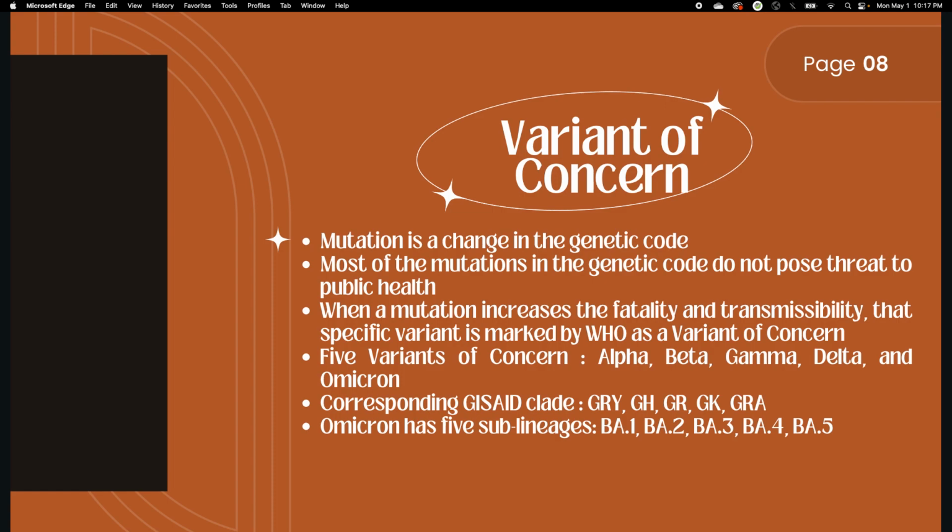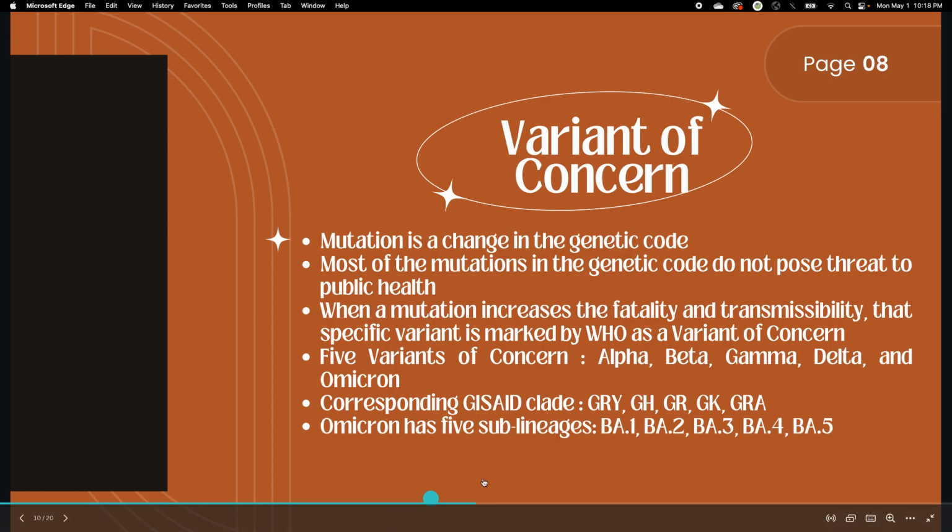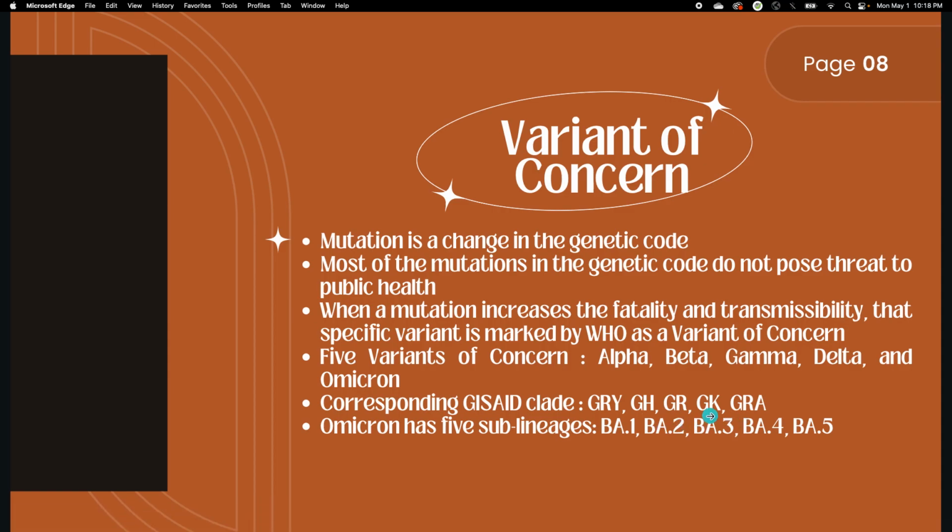There are so far 5 variants of concern by WHO. They are alpha, beta, gamma, delta, and omicron. In our research, we are considering omicron's 5 sublineages because we want to construct the evolution tree of these five omicron lineages. The five sublineages of omicron are BA1, BA2, BA3, BA4, and BA5.